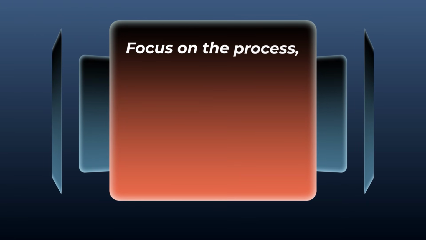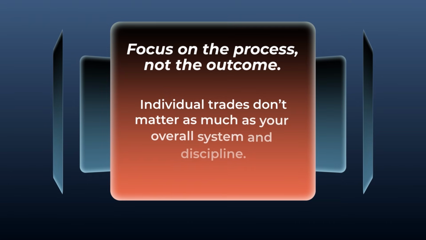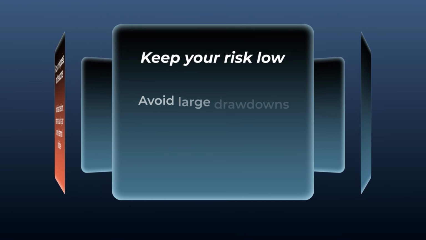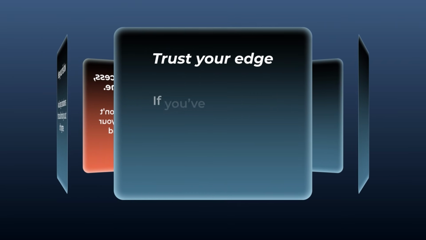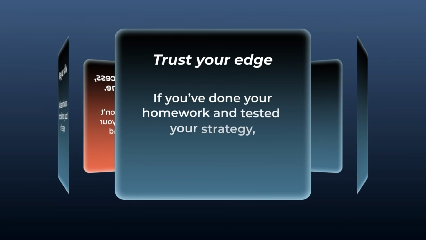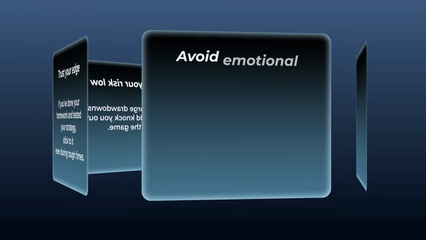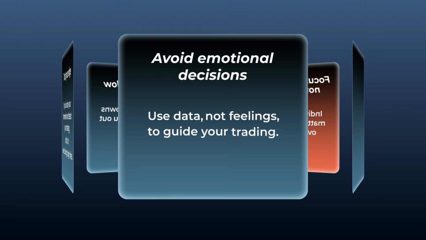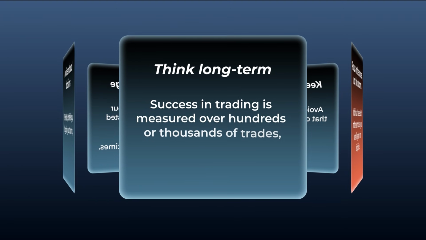Focus on the process, not the outcome. Individual trades don't matter as much as your overall system and discipline. Keep your risk low. Avoid large drawdowns that could knock you out of the game. Trust your edge. If you've done your homework and tested your strategy, stick to it, even during tough times. Avoid emotional decisions. Use data, not feelings, to guide your trading. Think long term. Success in trading is measured over hundreds or thousands of trades, not a single week or month.